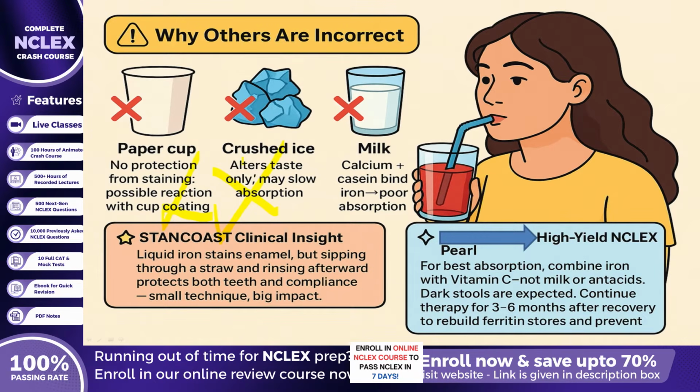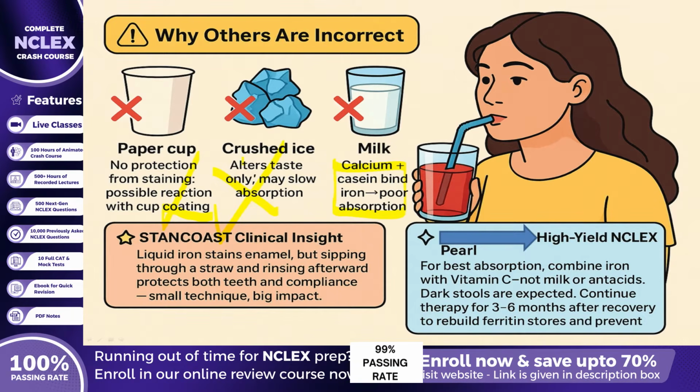Finally, option 4, mix the liquid iron with whole milk, is contraindicated because calcium and casein in milk bind to iron and form insoluble complexes, drastically reducing its absorption and therapeutic effect. Iron should also never be taken with antacids, bran, tea, or coffee, as they similarly hinder absorption.